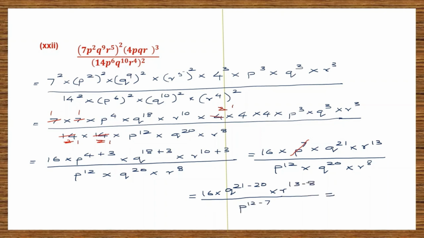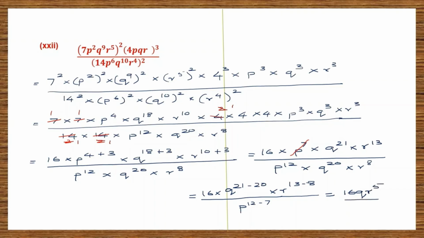So now we're going to write our final answer. Let's do it carefully. So here we have 16. Then we have q to the power of 21 minus 20. 21 minus 20 is 1. So q to the power of 1 is q itself. So we'll write only the letter q. Then let's look at the next one, into r to the power of 13 minus 8. 13 minus 8 is 5. That is r to the power of 5. So let's write that. So that is r to the power of 5. So that's in the numerator.